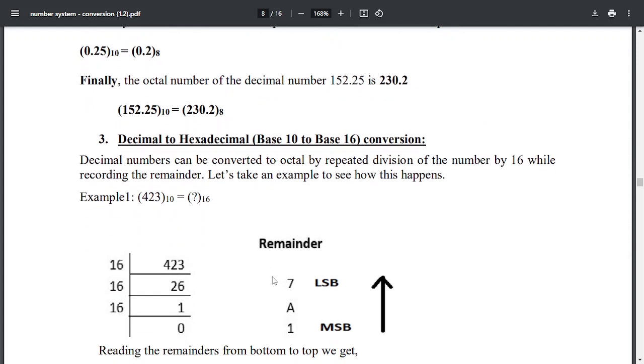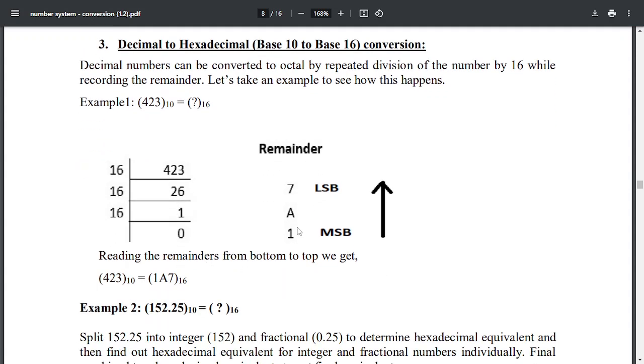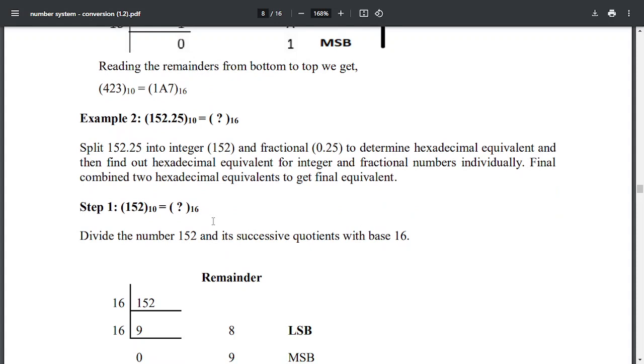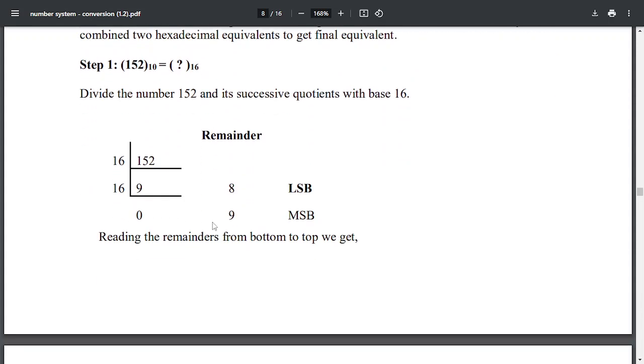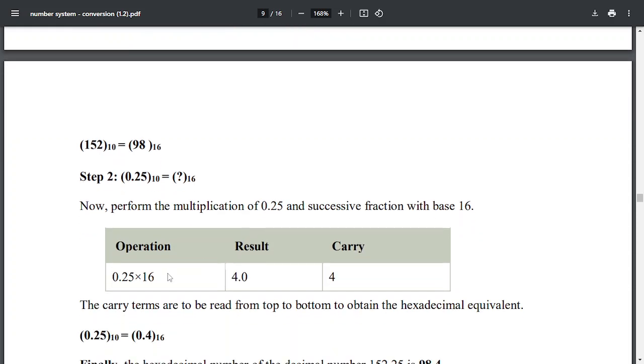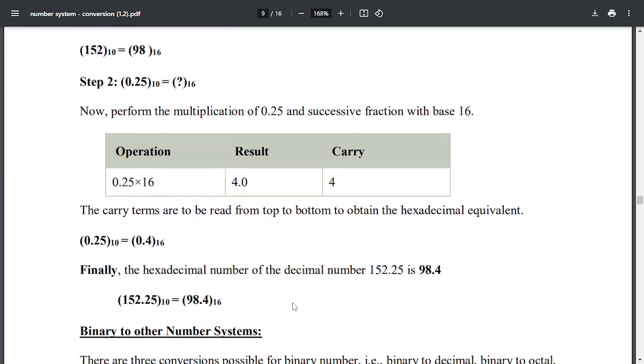Now when I am converting my decimal number to hexadecimal, divide with 16. When I am dividing with 16, you are going to get 1A7. A means 10. So when the remainder is 10, I am representing it with A. So that is 1A7 to the base 16. Now 152.25, similarly: 152 I will divide with 16. I am going to get 98. And for 0.25 you multiply with 16. We will get the result as 4. So the answer will be 98.4.